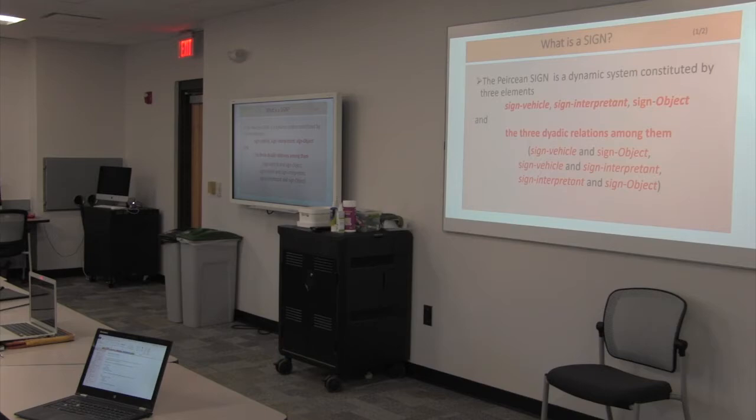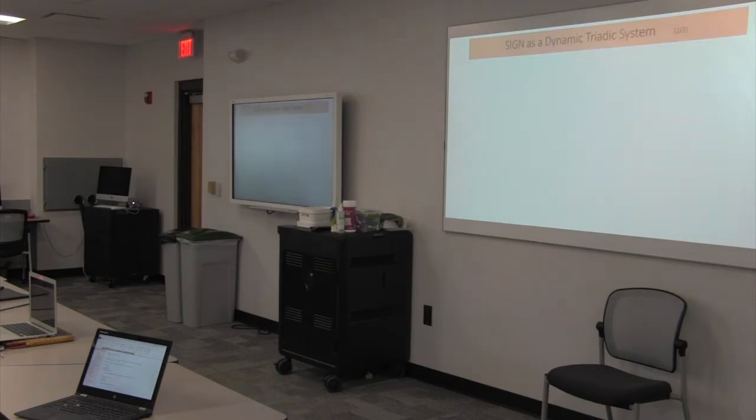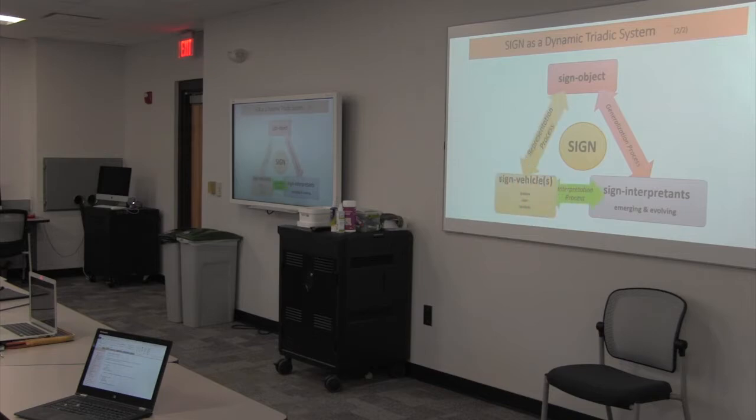So we are talking about diagrams. Let's see if it's more clear, seeing that in a diagram. We have a sign object, we have a sign interpretant, and we have a sign vehicle. And so there are those three dyadic relationships, and once one is there, the other ones appear simultaneously.